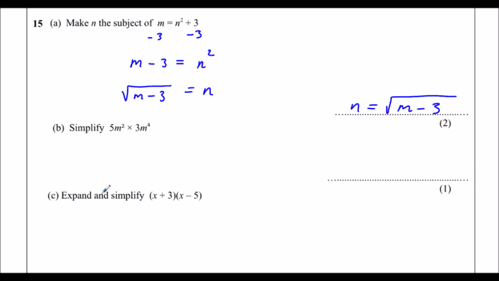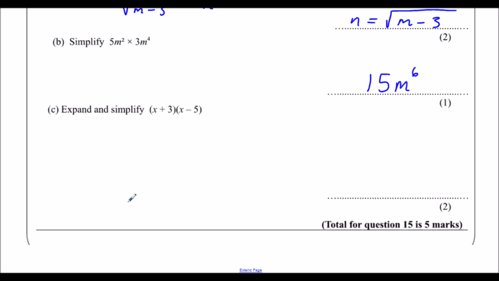Part B, simplify. 5m squared times 3m to the power of 4. So we're going to multiply our numbers. 5 times 3 is 15. And we're going to multiply m squared and m to the power of 4. And when we multiply, we add the powers. So 2 plus 4 is 6. So I've got 15m to the power of 6.